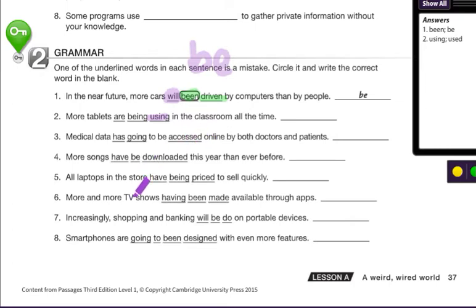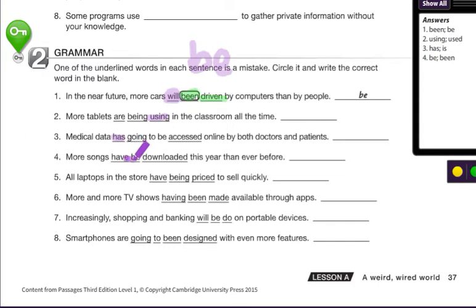Number three, medical data has going to accessed online by both doctors and patients. The same: medical data has going, and this is has. We use the verb to be: is going to be accessed online by both doctors and patients. Let's pay attention to the ones that are in present perfect. Number four, more songs have been downloaded this year than ever before. We are making a relationship between the past and the present. Therefore, we use the present perfect. Here, we have to pay attention.